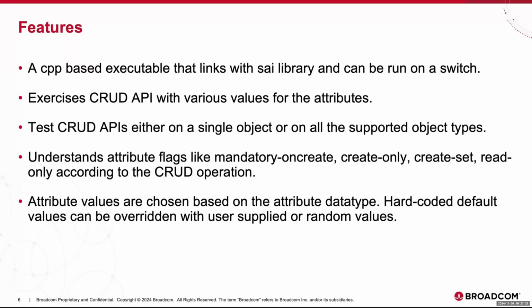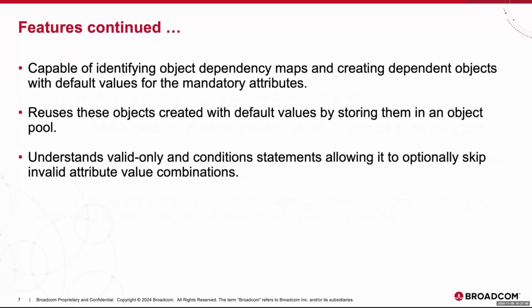The infra understands attribute flags like mandatory on create, create only, etc. Attribute values will be chosen based upon the attribute data type. Hard-coded default values can be overridden by the user using a configuration file. The infra is also capable of identifying object dependency maps, and it will create the dependent objects with mandatory attributes with default values. Such dependent objects that are created can be reused by saving them in an object pool. It can also skip over invalid attribute value combinations.